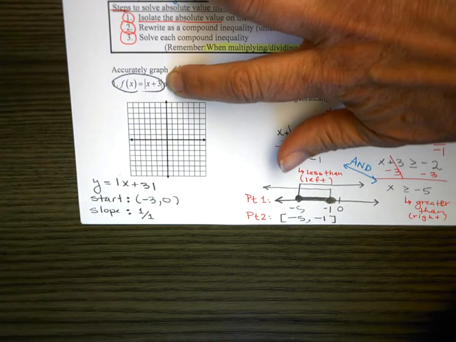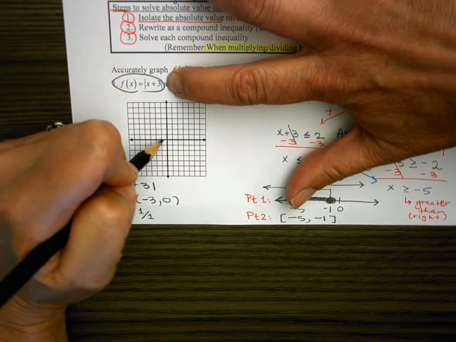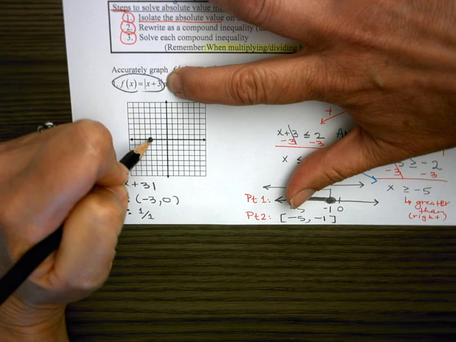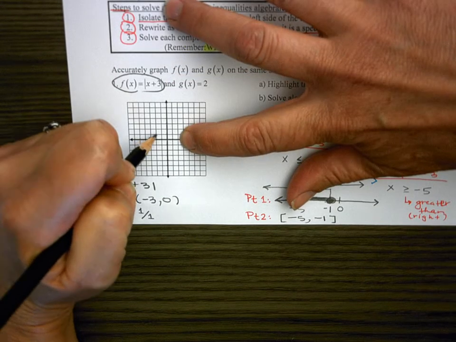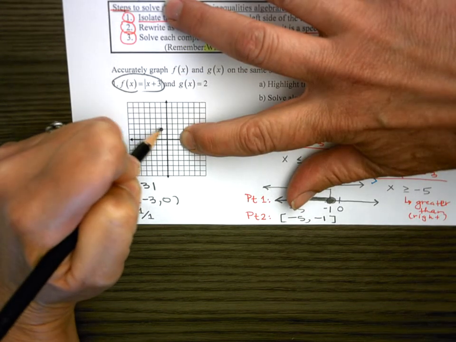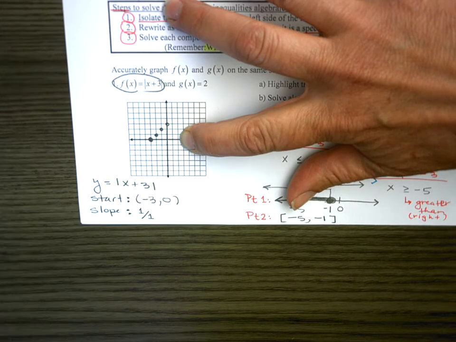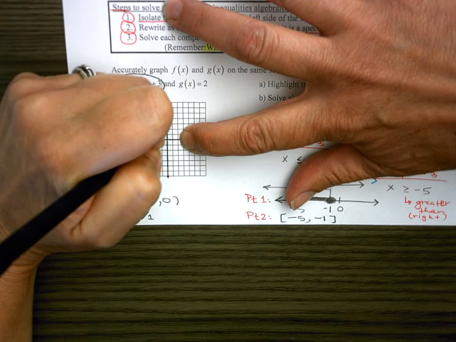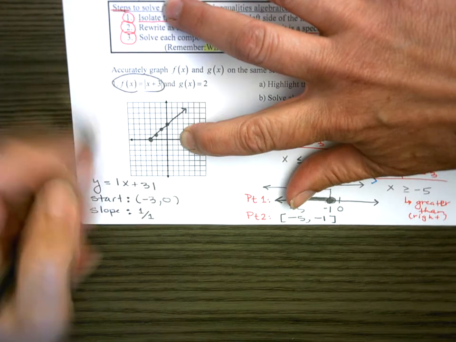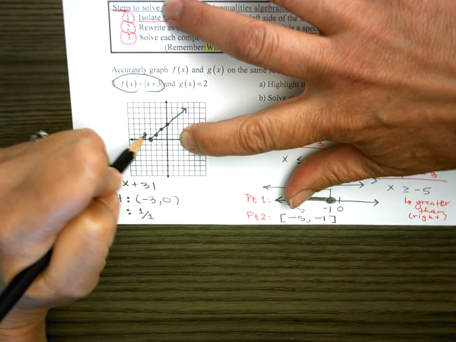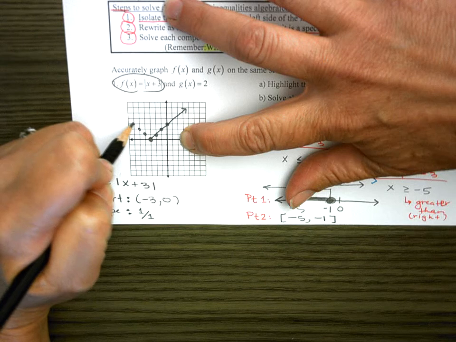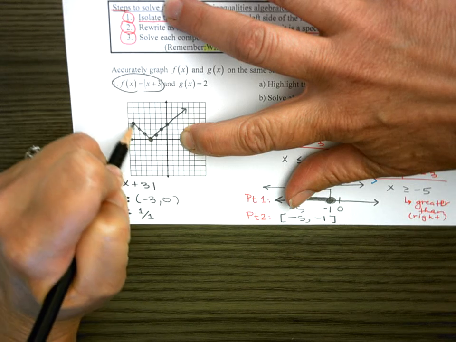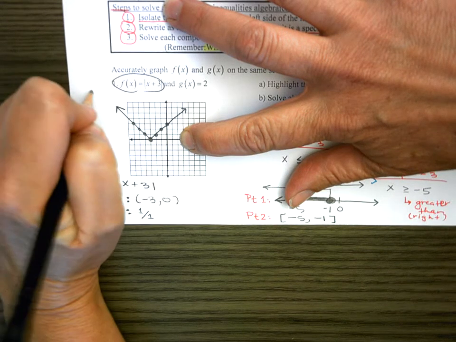So my start is at -3, 0 with a slope of 1. So I'm going to go up 1 over 1, and I'm going to do that a few times. And then my reflected side is I'm still going to go up 1, but then I'm going to go left 1. So up 1, left 1, and do it a couple more times, just so I'm accurately graphing, right? So there's f of x.